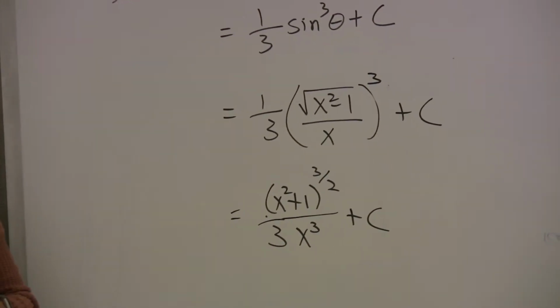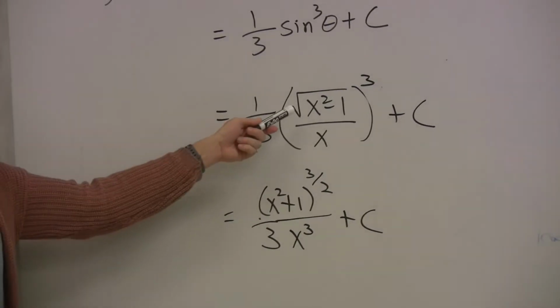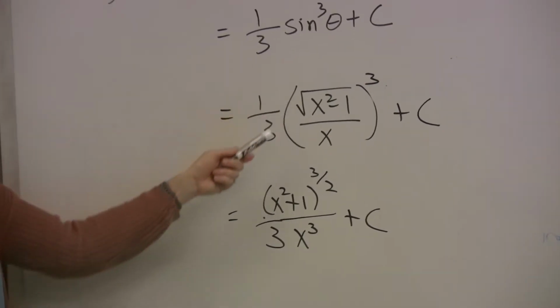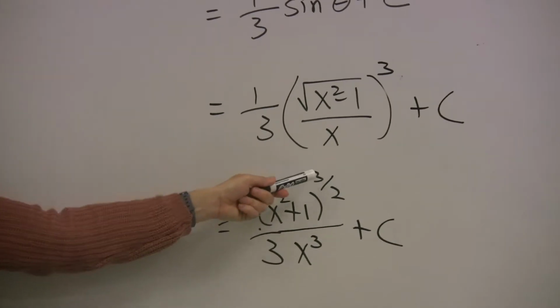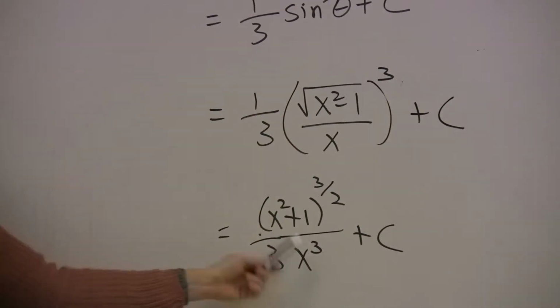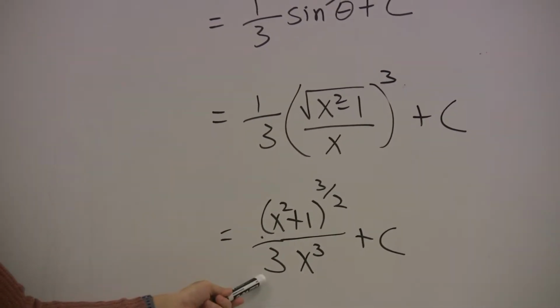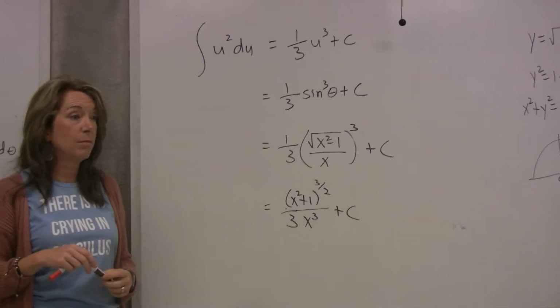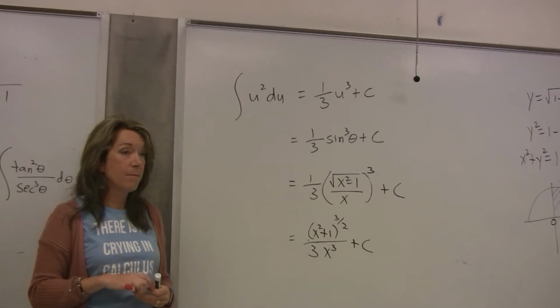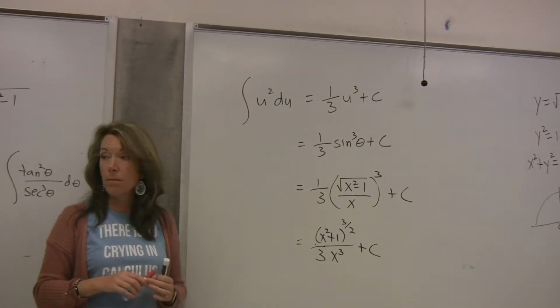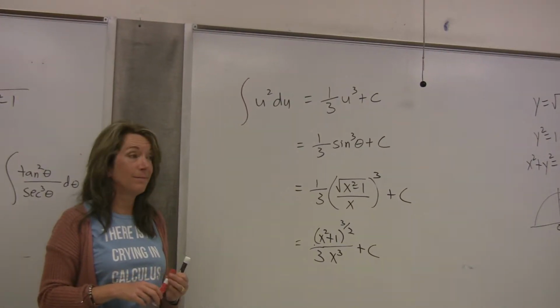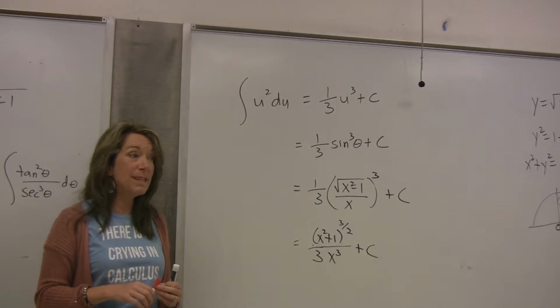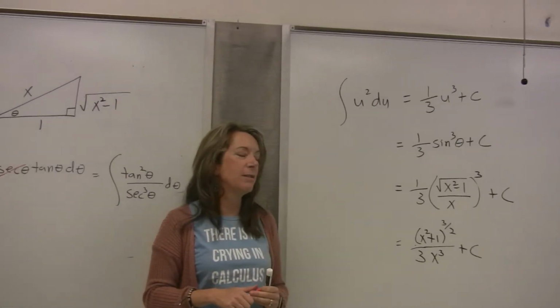Can we see where I got that? The square root is a 1/2 exponent. So that's to the 3/2. The x is just cubed. This 3 was in the denominator, so it's still in the denominator. Messy, but doable. Messy but doable. It seems to be my theme for this semester.